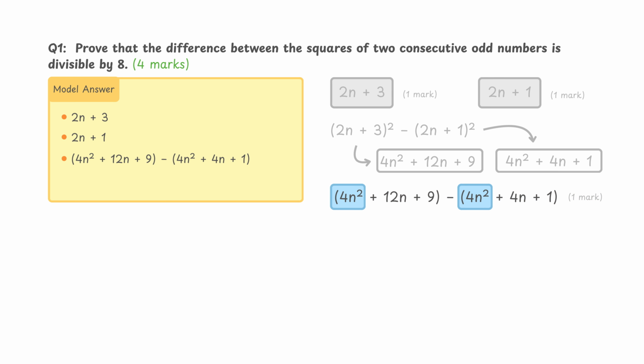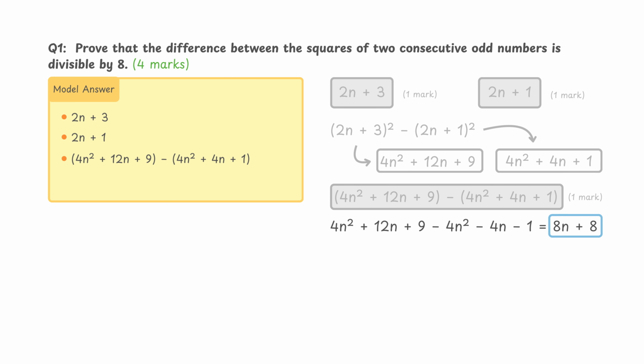Now we simplify step by step. 4n squared minus 4n squared cancels out. This is a key moment because it simplifies the expression a lot. Now we are left with 12n minus 4n, which gives 8n, and 9 minus 1, which gives 8. So the expression becomes 8n plus 8.